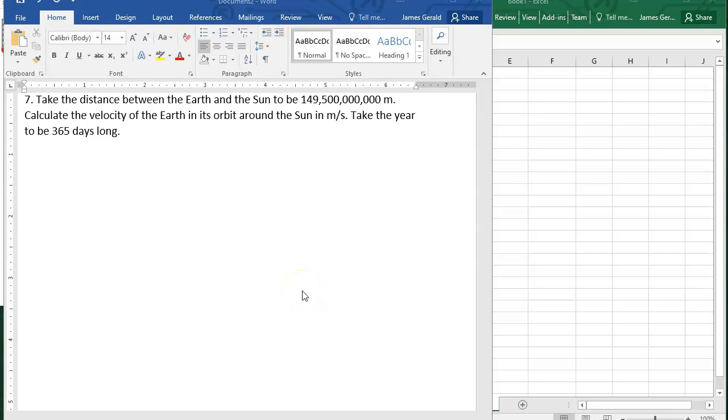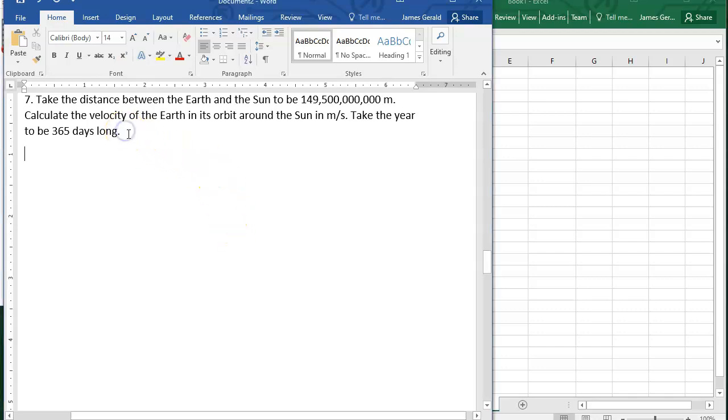In this problem, we're trying to figure out what is the velocity of the Earth in its orbit around the Sun. Now we're given two pieces of information. We're given the distance between the Earth and the Sun, and the Earth goes in a circle around the Sun. And we're given a time that we're going to assume it takes, 365 days. Now, that's a little bit short, but we're not going to worry about that.